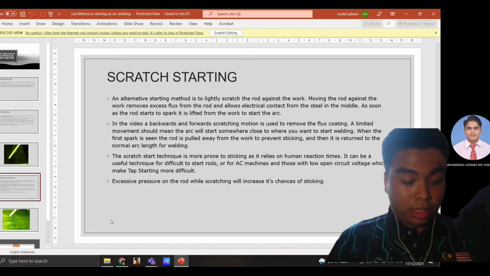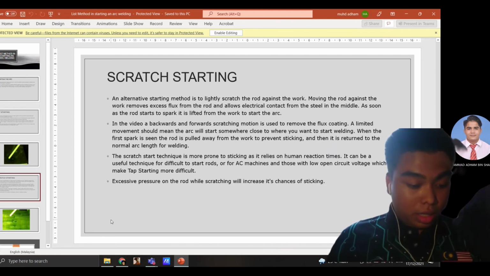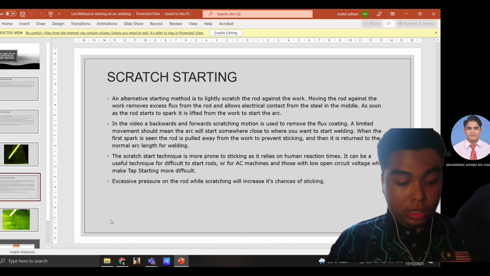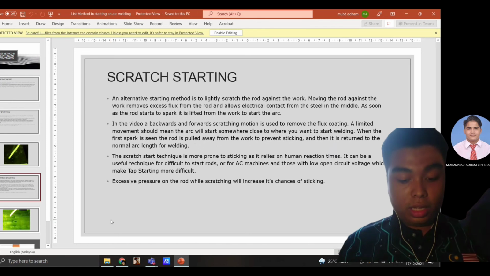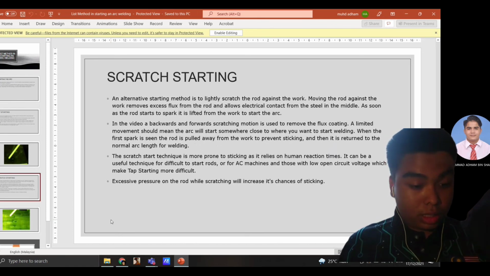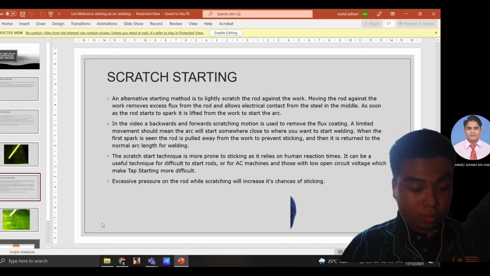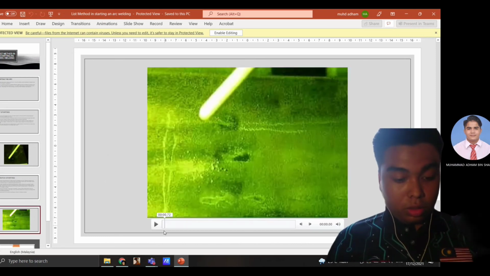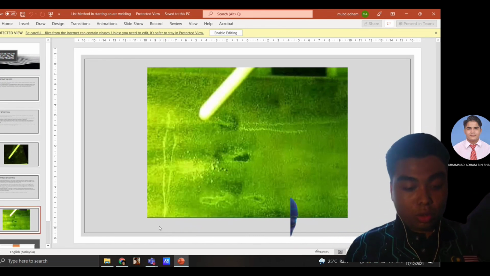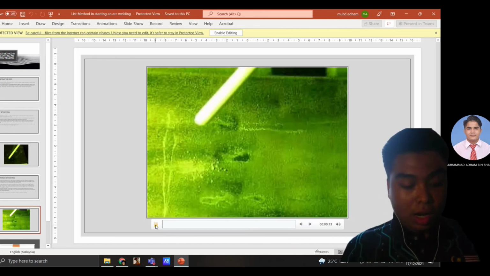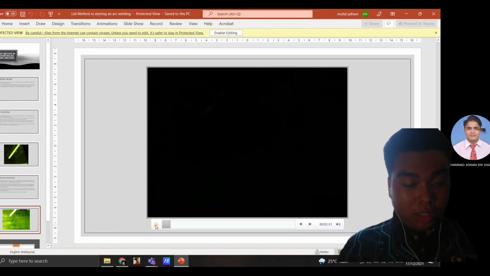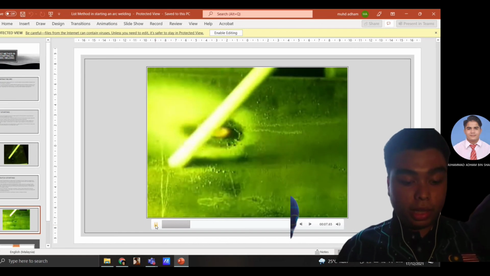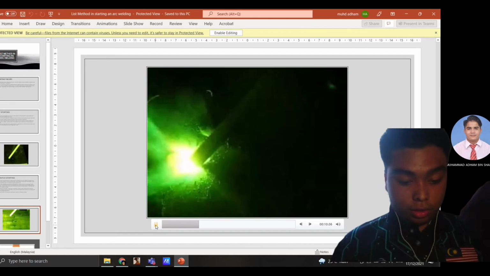When the first spark is seen, the rod is pulled away from the work to prevent sticking, and then it is returned to the normal arc length for welding. The scratch start technique is more prone to sticking as it relies on human reaction times. This can be a useful technique for difficult to start rods or for AC machines and those with low open circuit voltage, which make tap starting more difficult. Excessive pressure on the rod while scratching will increase its chance of sticking.